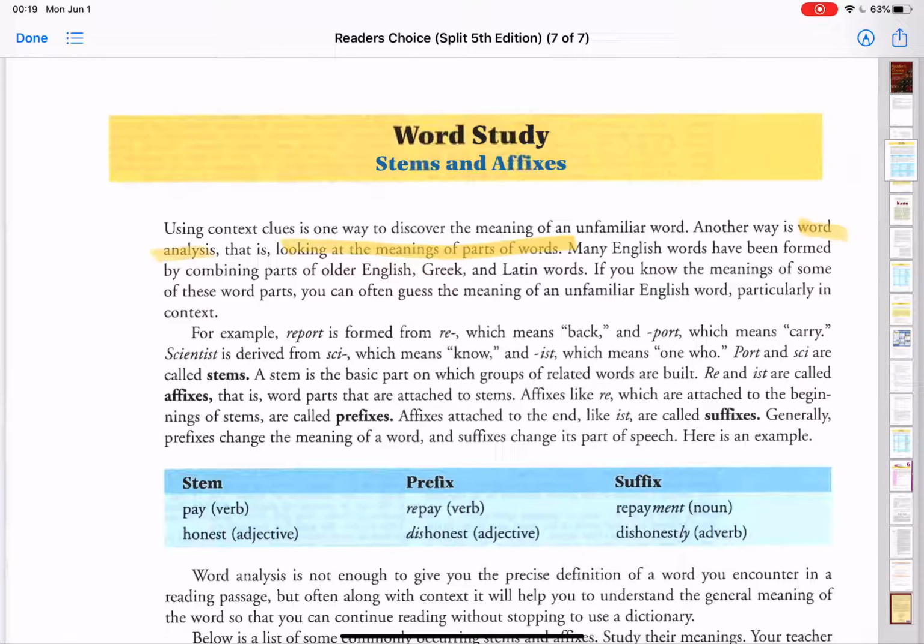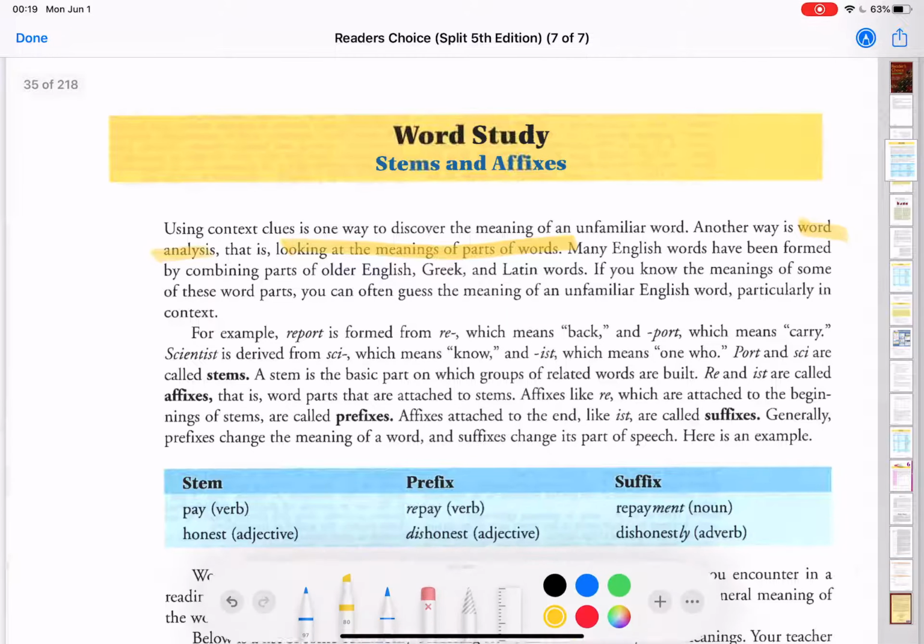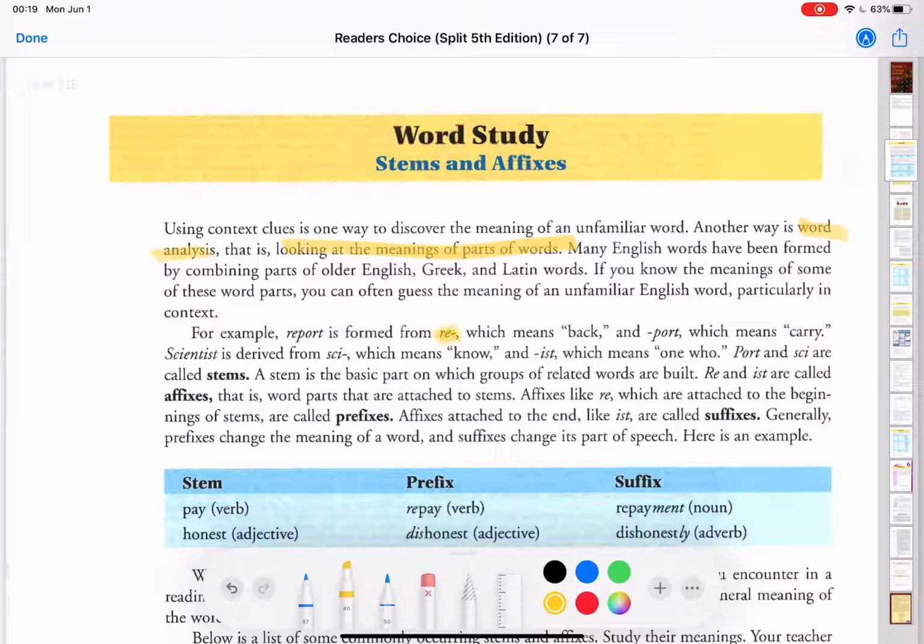So for example, if you knew that the meaning of the prefix re means back and the meaning of the stem port means carry, then you might be able to guess that a report is something that you carry back, which is true. A report is information that you bring back, okay?